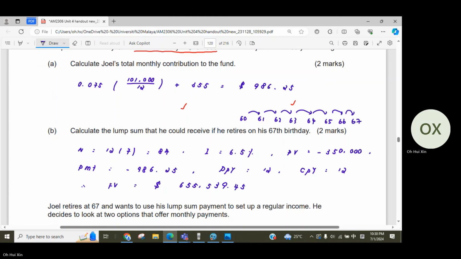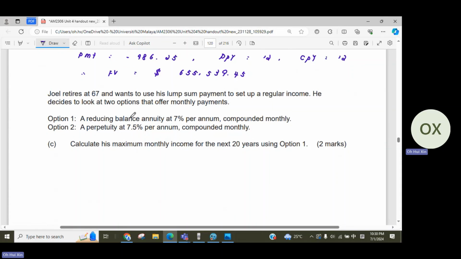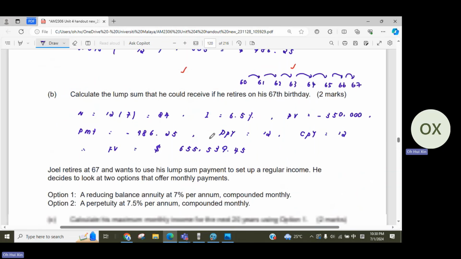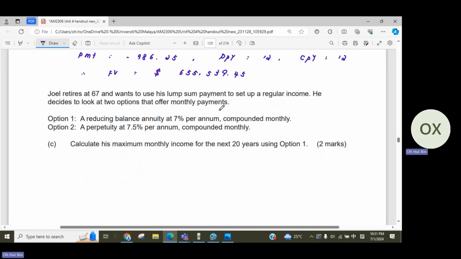655,539.45. Okay, so the next part of the question: Joel retires at 67 and wants to use his lump sum payment to set up a regular income. So he decided to look at 2 of the options here. This is the part where he was still working and he earned this much money in the investment fund. Now this investment fund will be changed to an annuity account, either annuity or perpetuity. But for now, he retires already, so he's not earning any money anymore. So this account is supposed to generate the regular income for him.